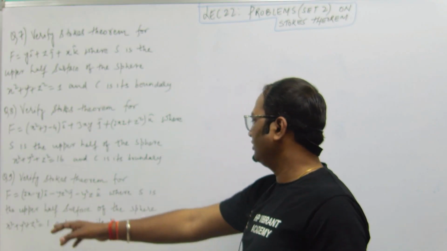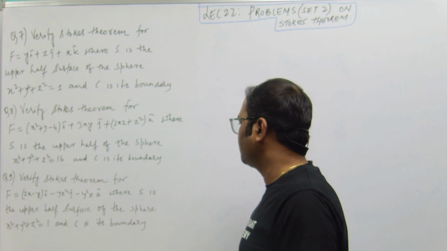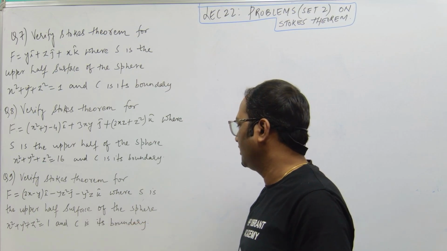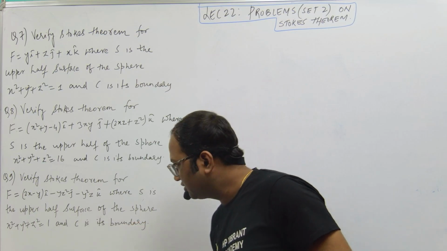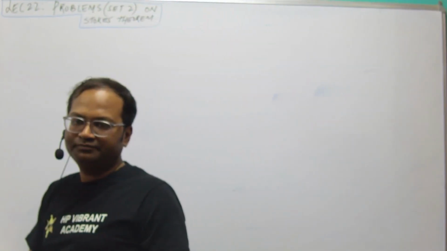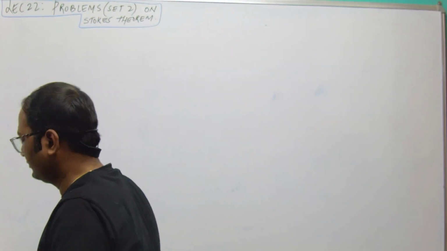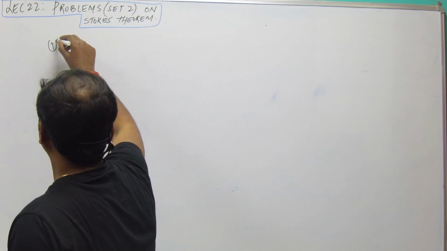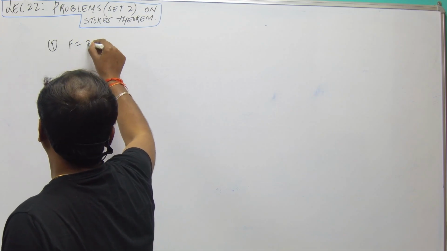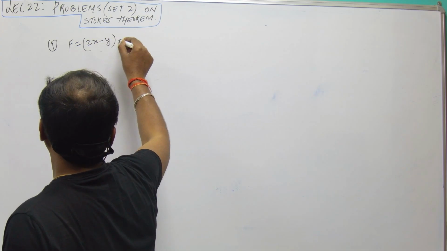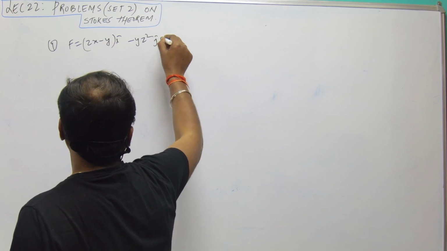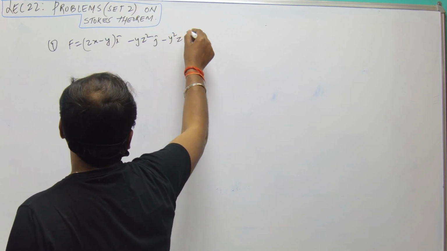Verify Stokes theorem for f given by this particular expression, where S is the upper half surface of the sphere x square plus y square plus z square is equal to 1, and C is its boundary. So it is similar to question number 8. Let us solve this quickly. In question number 9, we have f is equal to 2x minus y I cap minus yz square j cap minus y square z k cap.